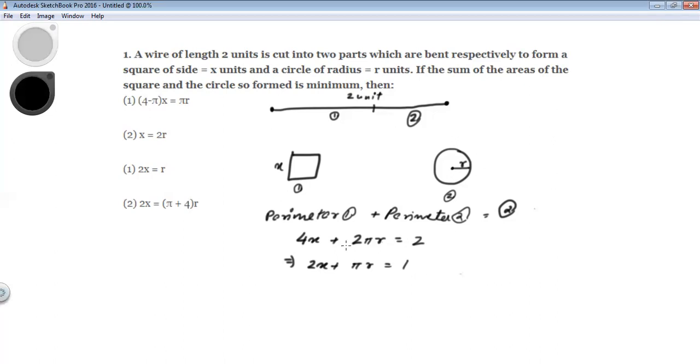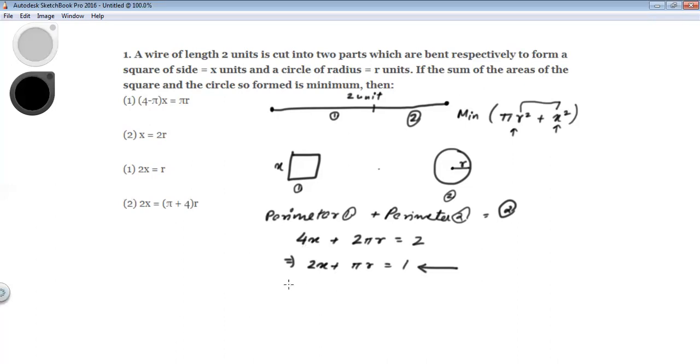Now, what we are asked here is to find the sum of the areas of both figures. So the area of both these figures will be nothing but pi r square plus x square, right? x square being the area of the square and pi r square being the area of the circle. So we need to minimize this area. We'll be using the concept of differentiation, but we have two variables here. That's the reason why we need to find the relation between r and x, which we will get from this equation. So let's convert it in that form then.